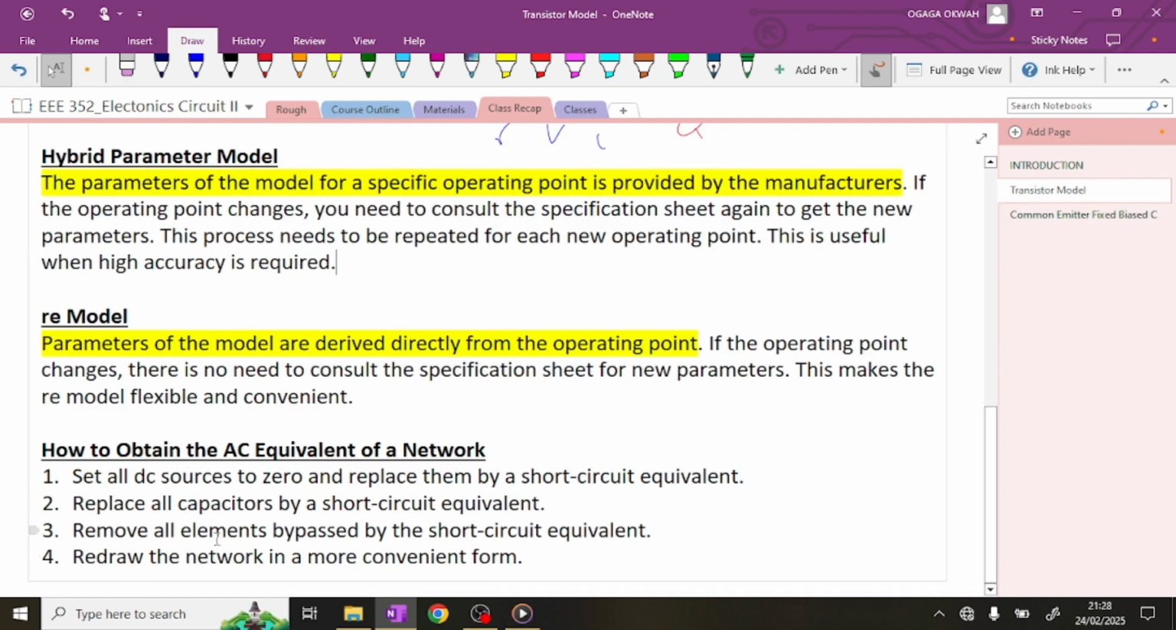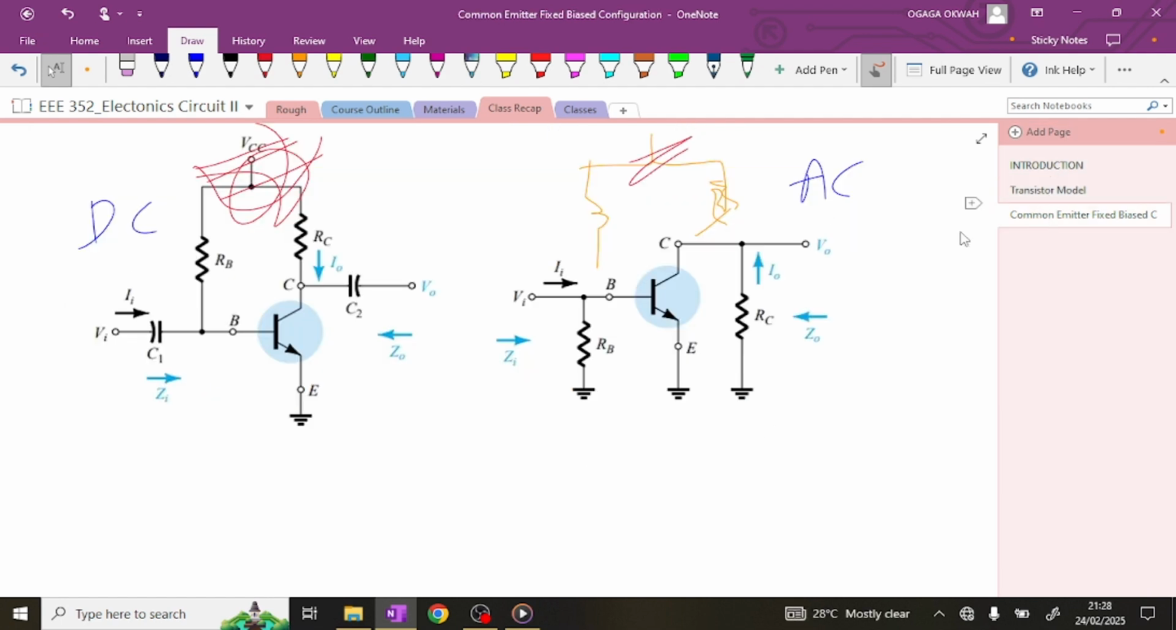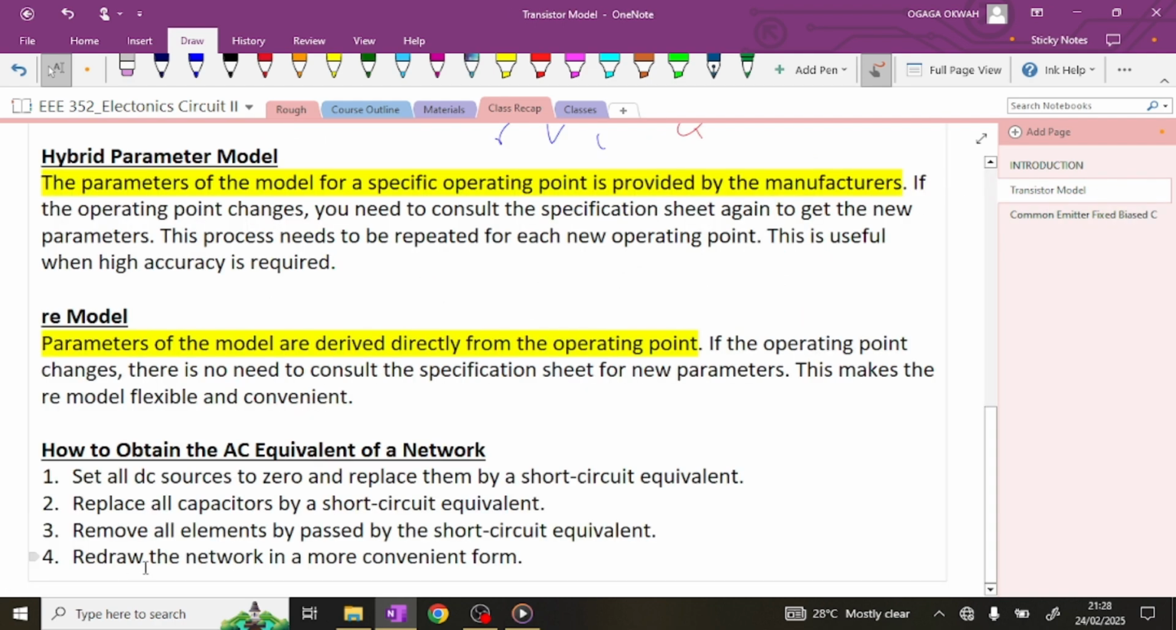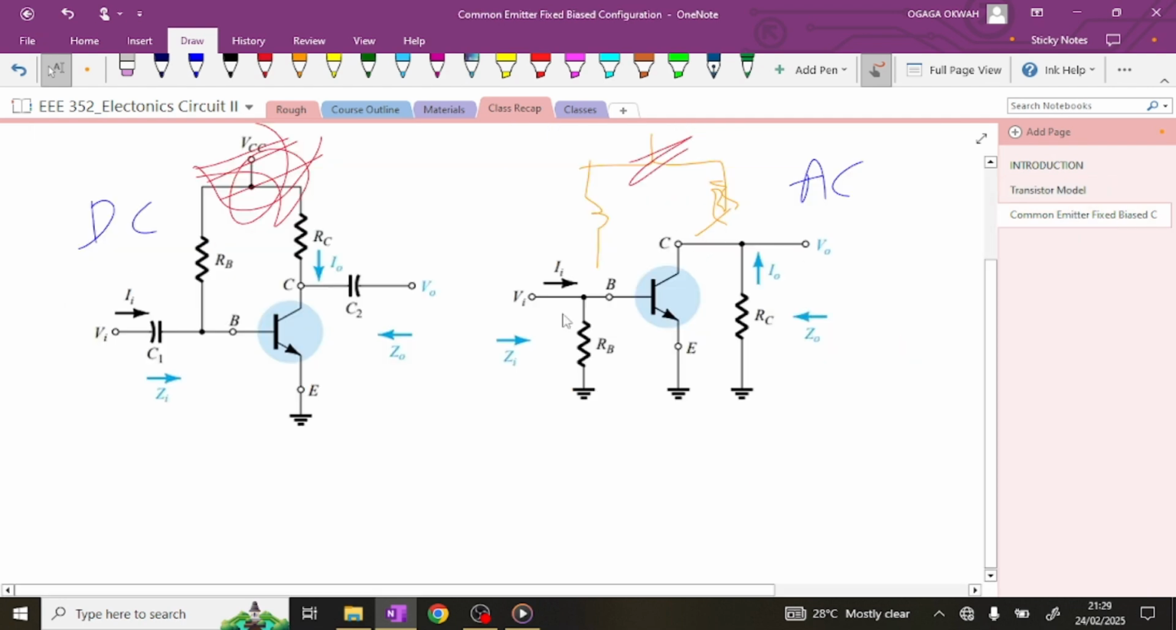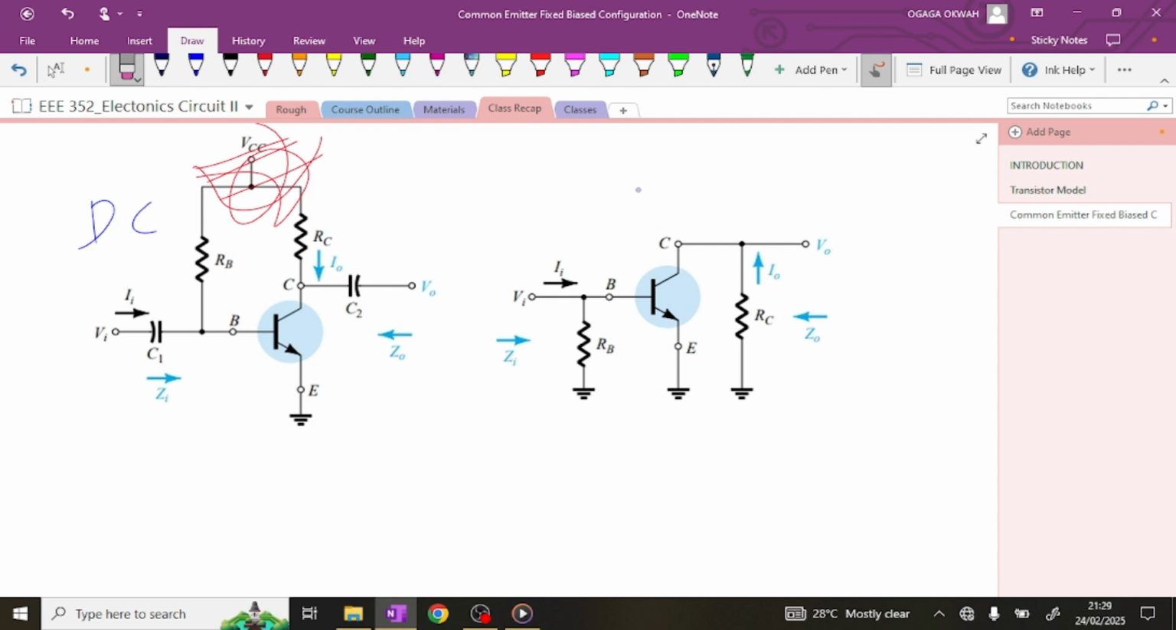Remove all elements bypassed by the short circuit equivalent. That is done already. All elements that are bypassed have been removed. There's no C1 here now, so the capacitor has been removed. There's no C2 here now, it has been removed. Then redraw the network in a more convenient form. So this is the network in a more convenient form.